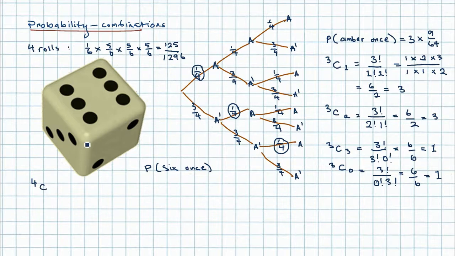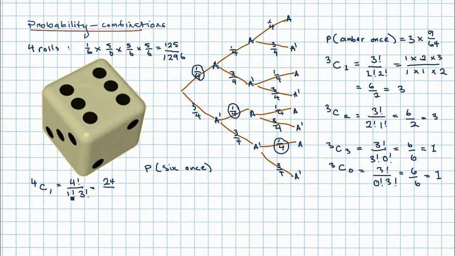Let's have a look at those combinations in terms of our choose function. So we've now got 4 choose just 1. We should get the answer of 4. Let's see if we do. So 4 factorial divided by, well, we've got 1 factorial, and then the 3, which is the complement.